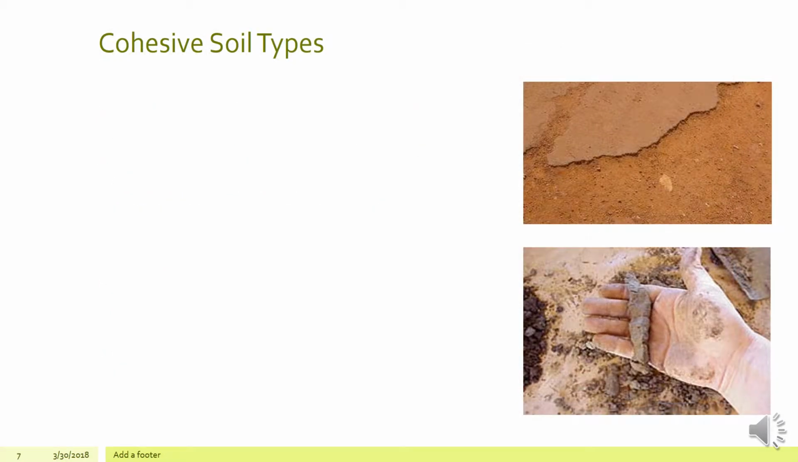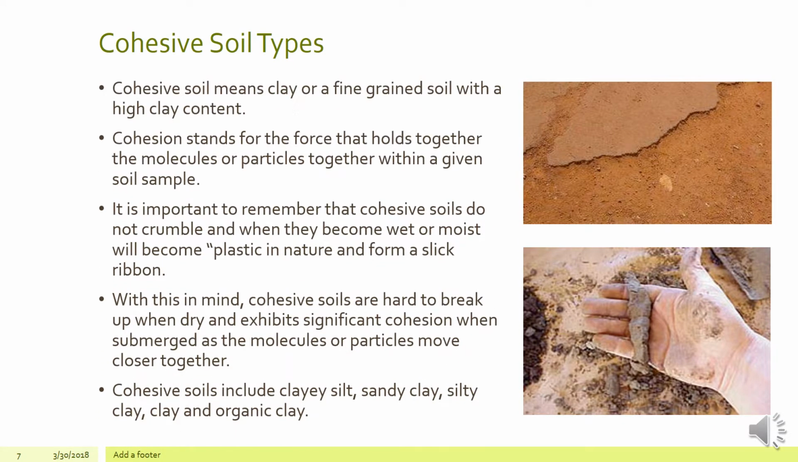Let's now take a look at cohesive soil types. Again, we see our upper image here, and it's a clay type material. Our lower image shows a clay material that's been saturated with some water. Of course, we can see how it starts to stick together, and the characteristics of that same soil material change.